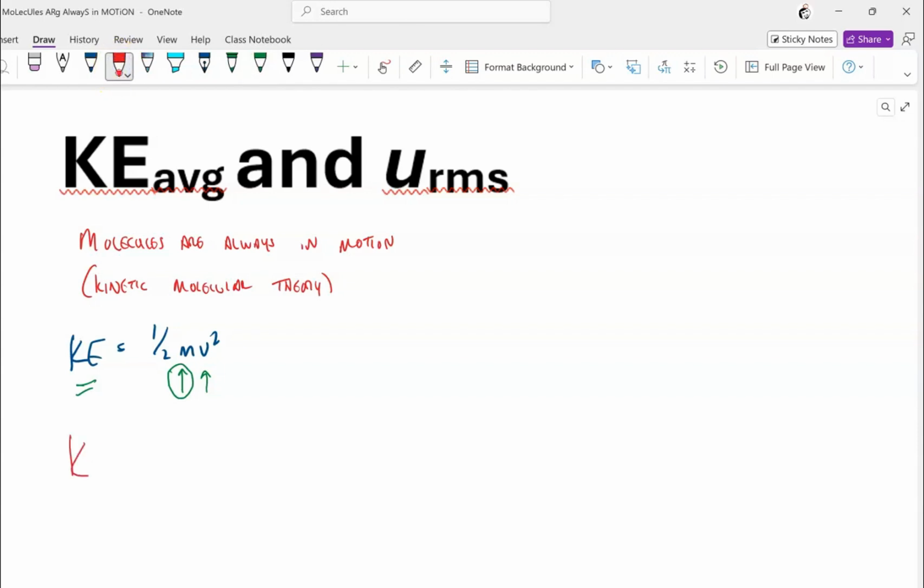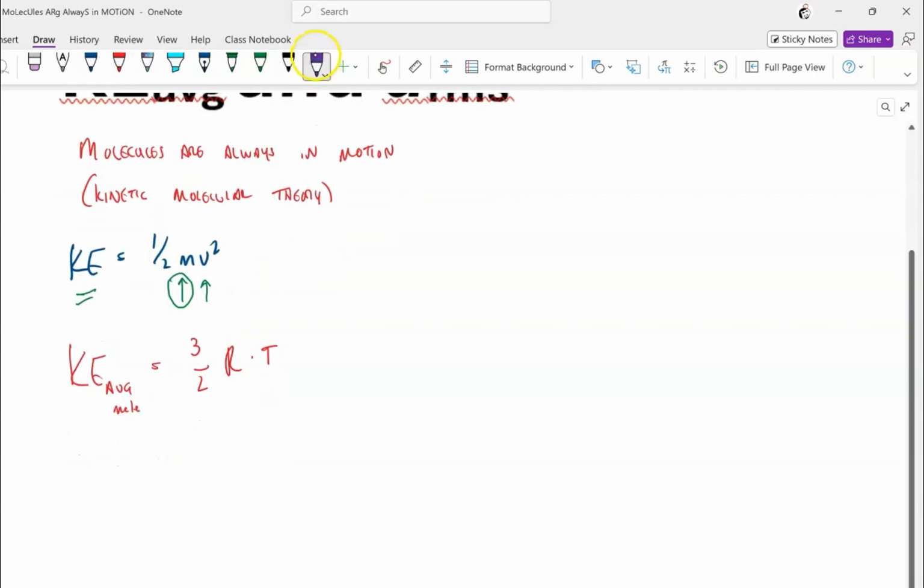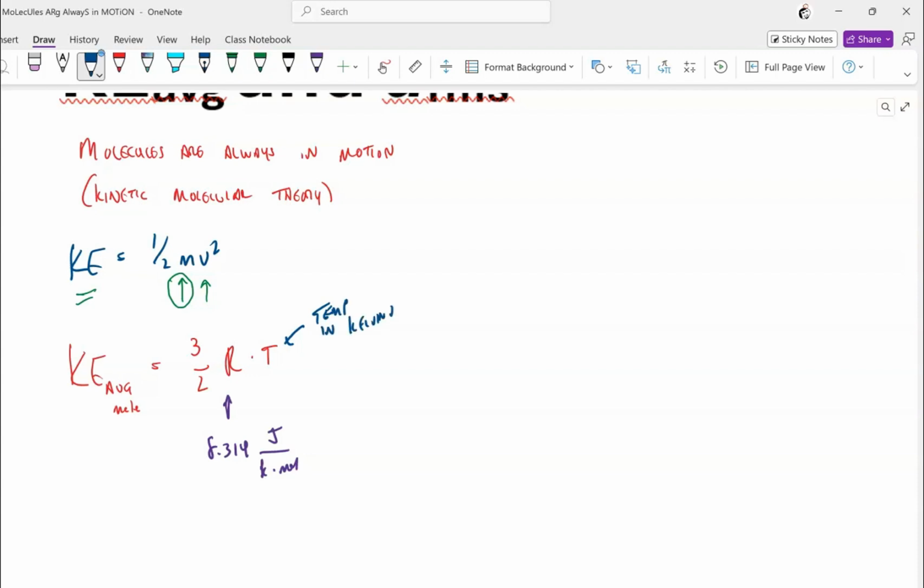So for us to calculate the kinetic energy on average of a sample of molecules, it's a real simple equation. We're going to say kinetic energy average, and this is for a mole's worth of molecules, is going to be 3/2 multiplied by R and temperature. This value R, we recognize because it's 8.314 joules over Kelvin moles. And of course, T is our temp in kelvins. It's a real simple equation.